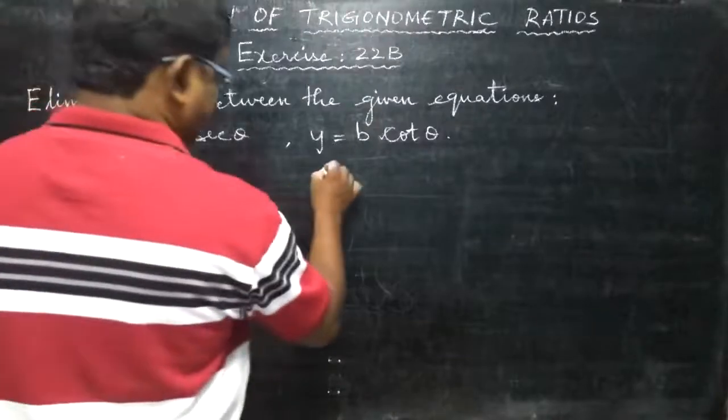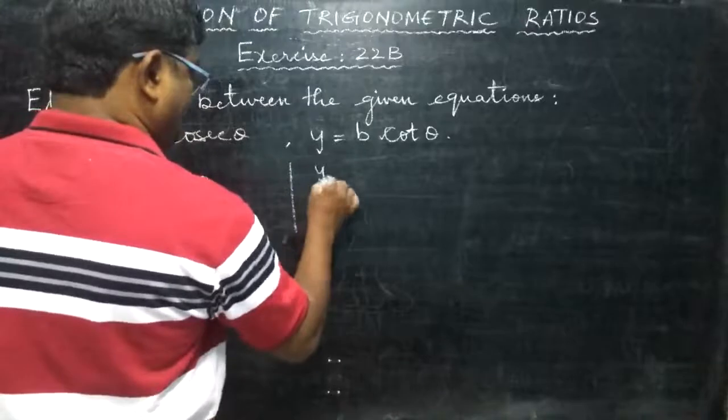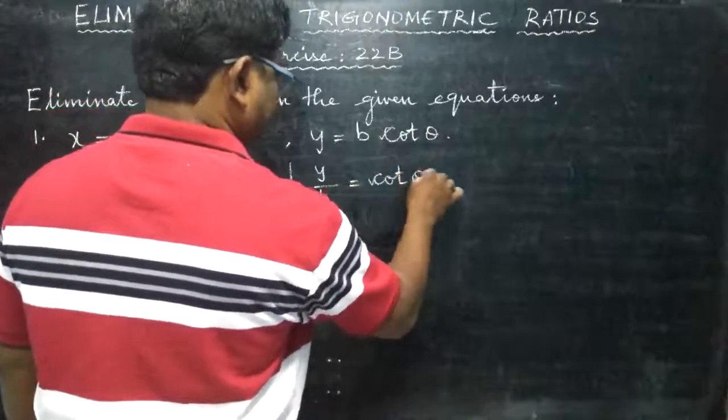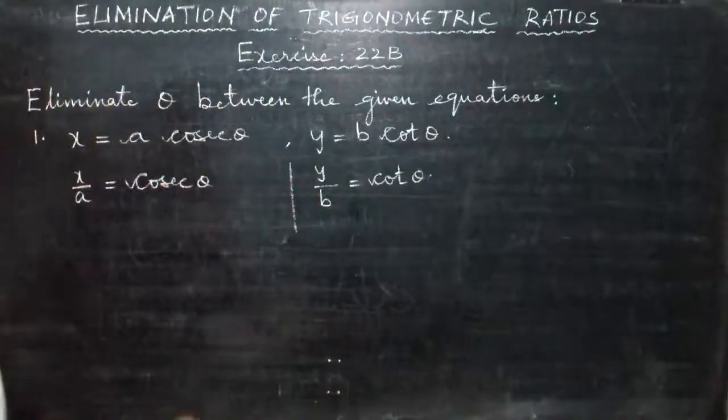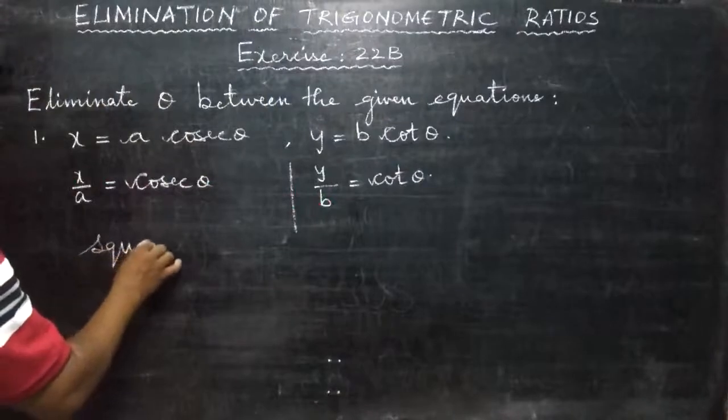Now, in the same way here also, simultaneously we will do. y by b is equal to cot theta. Are you able to follow? Now the next step: squaring on both sides.